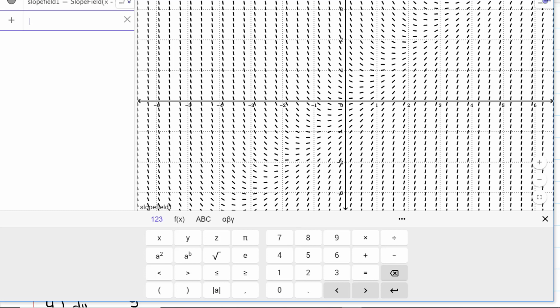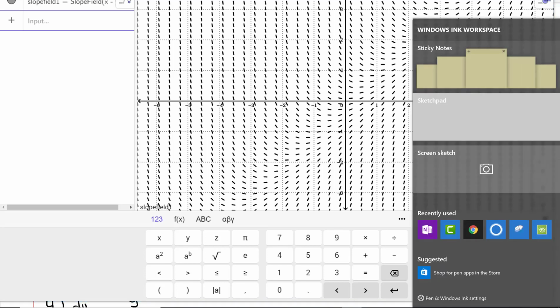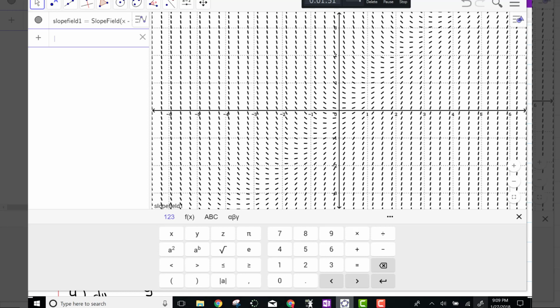I know it looks a little confusing at first, but if we go ahead and look at it, you'll see that at (1, 1), the slope is 0. At (0, 0), the slope is 0. At (2, 2), the slope is 0. You can see how they start to take shape.